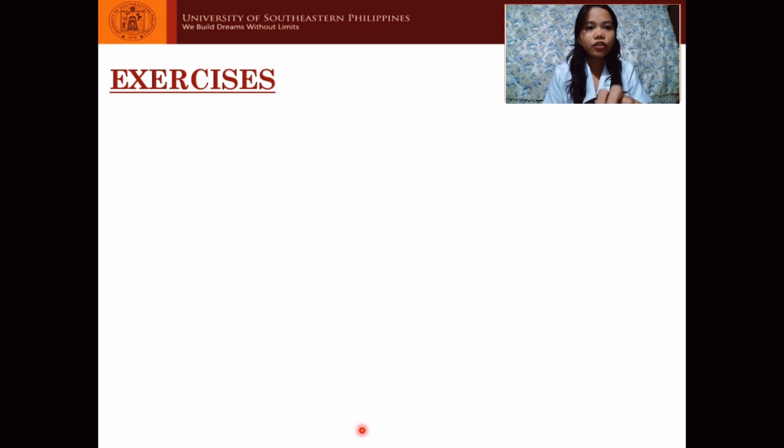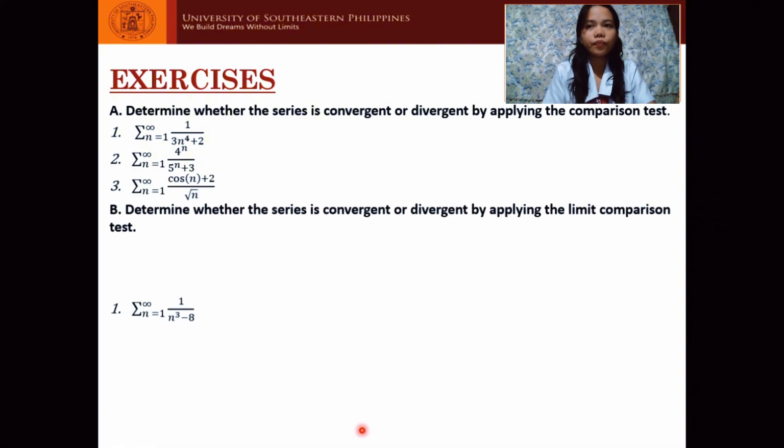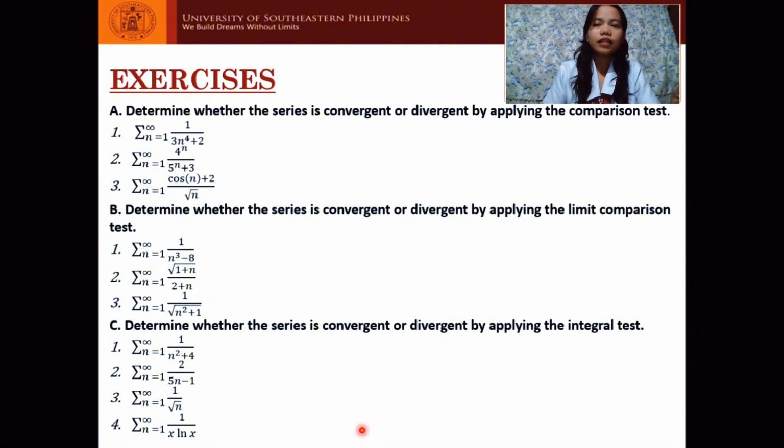Now, let us test your knowledge about this topic. Let us have exercises. These exercises have 3 parts, which are part A, part B, and part C. Letter A, determine whether the series converges or diverges by applying the comparison test. Letter B, determine whether the series is convergent by applying the limit comparison test. Letter C, and lastly, determine whether the series is convergent or divergent by applying the integral test.